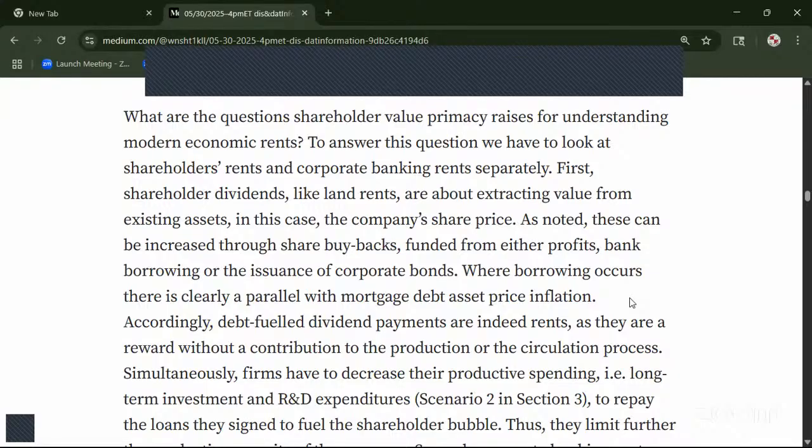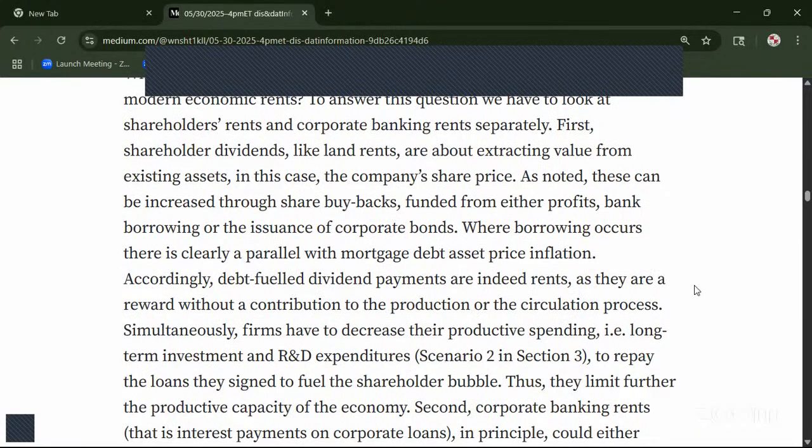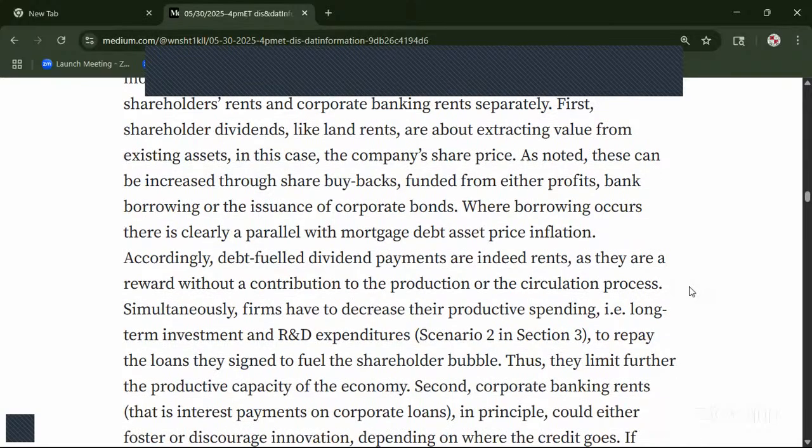First, shareholder dividends, like land rents, are about extracting value from existing assets. In this case, the company's share price. As noted, these can be increased through share buybacks, funded from either profits, bank borrowing, or the issuance of corporate bonds. Where borrowing occurs, there's clearly a parallel with mortgage debt asset price inflation. Accordingly, debt-fueled dividend payments are indeed rents, as they are a reward without a contribution to the production or the circulation process. See, we're still back to Department 1 and 2.